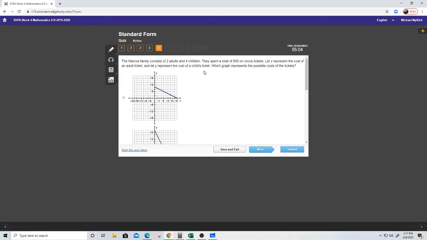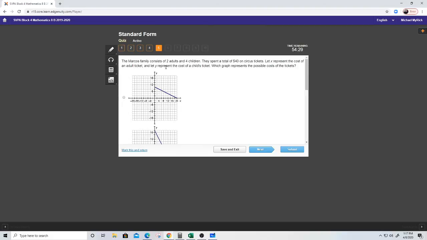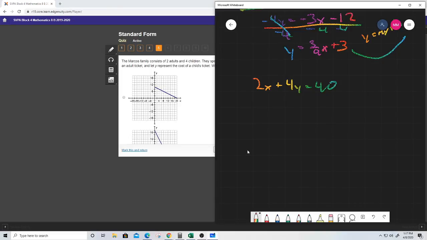Y represents the child. Oh, so this is just X plus Y equals 40. Alright, so I don't see any other helping markers. Right, okay, yeah, there we go. So let's go 2x plus 4y equals 40. Yeah, Y is child's ticket, and there were 4 children. Just double checking the stuff, because you want to make sure you check your details.